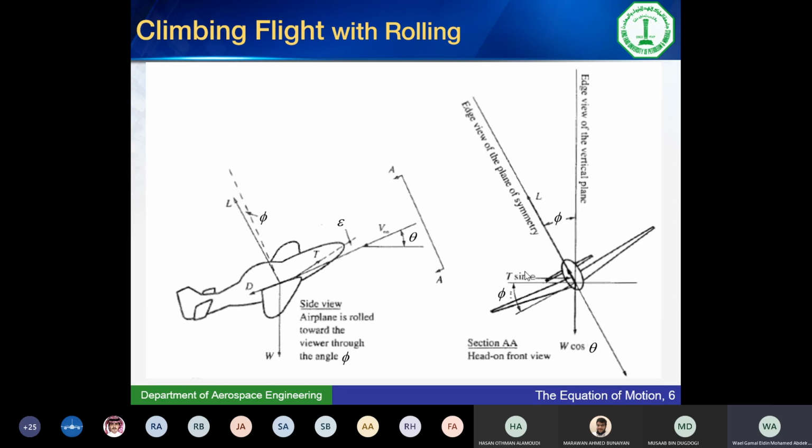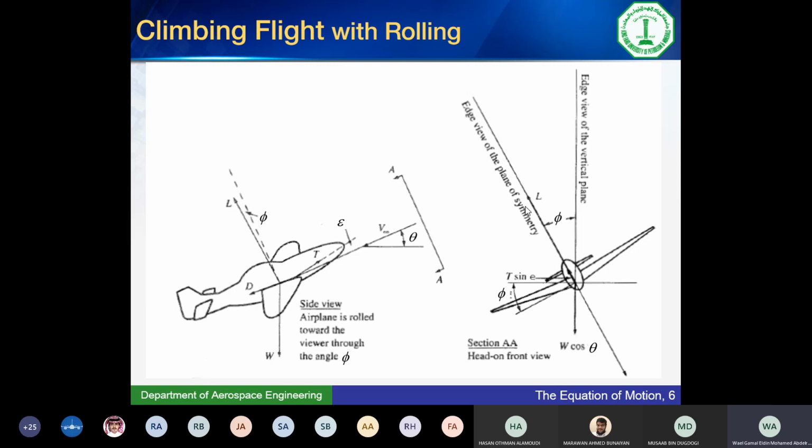Remember, the aircraft might be rotating up in a vertical circle with a radius r1, but maybe it's rotating on a horizontal circle as well at the same time with the radius r2. So the radius here is not necessarily the radius here.